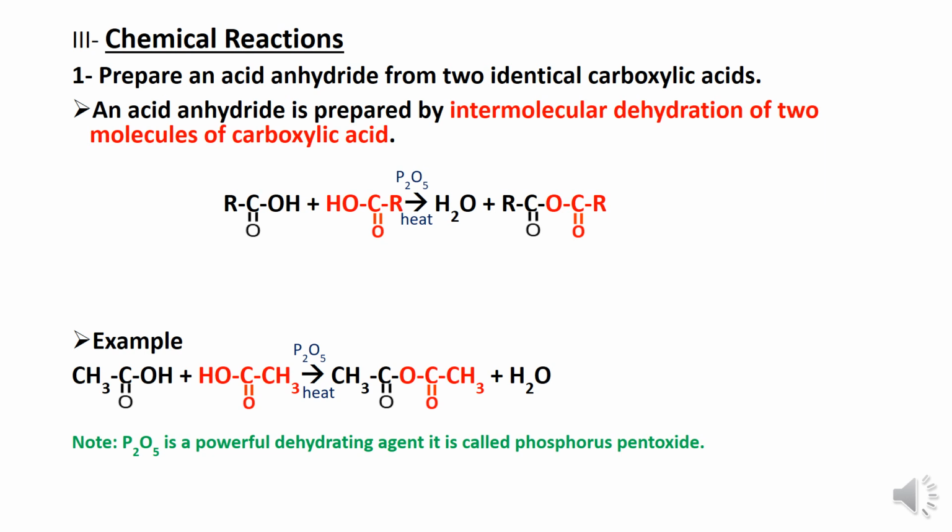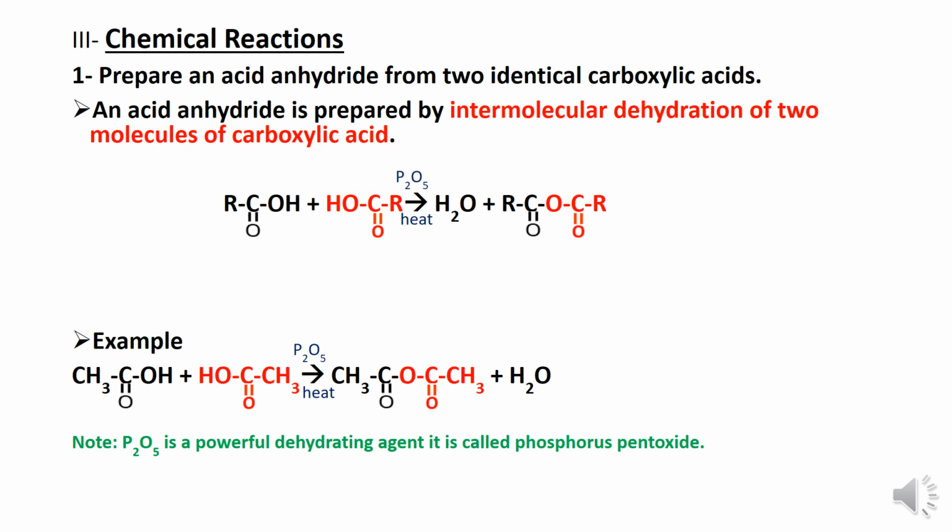Now the third objective is about chemical reactions. Let's start with the first chemical reaction, which is preparation of an acid anhydride from two identical carboxylic acids. An acid anhydride is prepared by intermolecular dehydration of two molecules of carboxylic acid. Let's remember together. What do we mean by intermolecular? It is a reaction that takes place between two molecules.